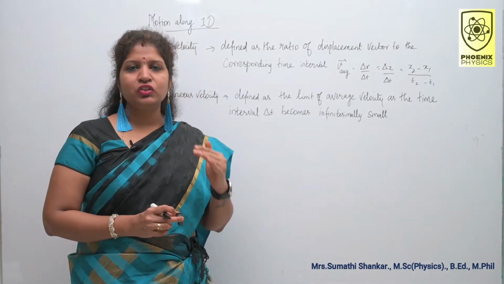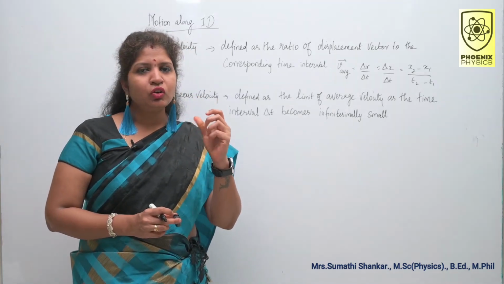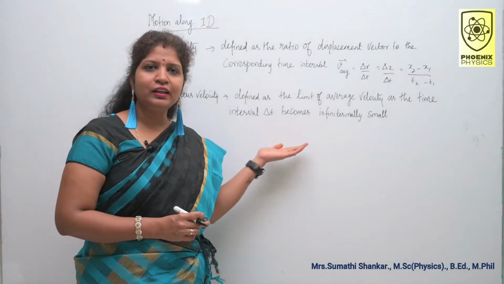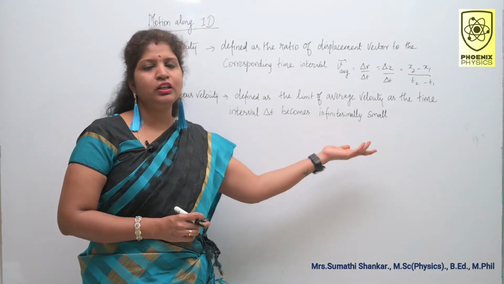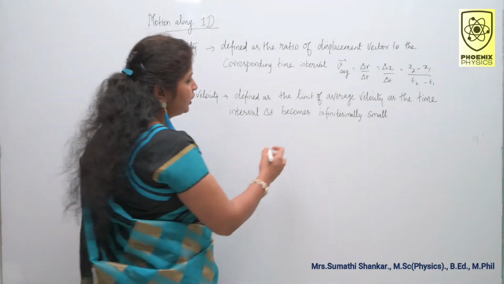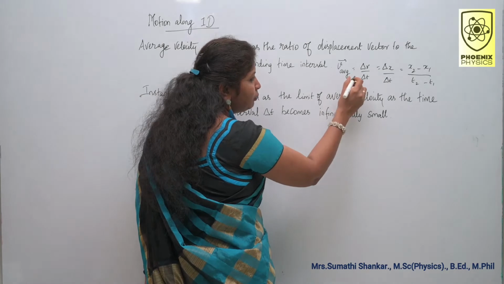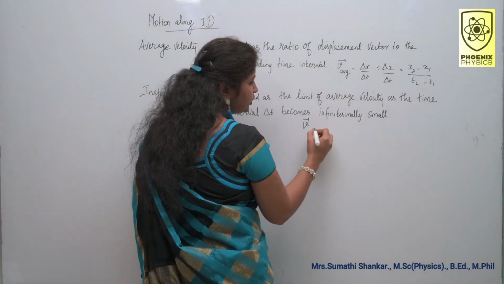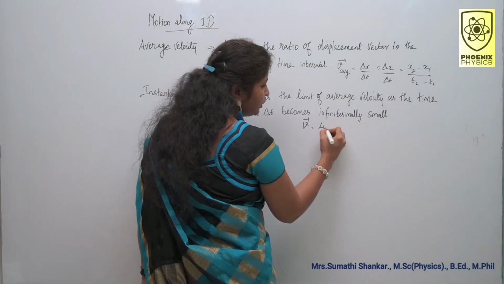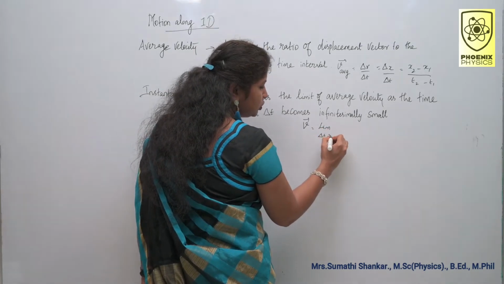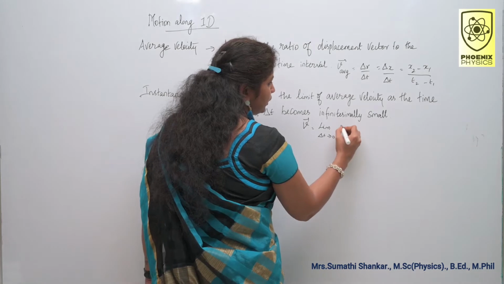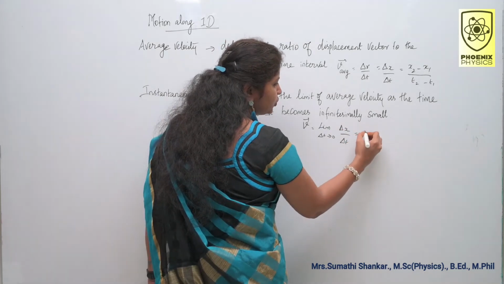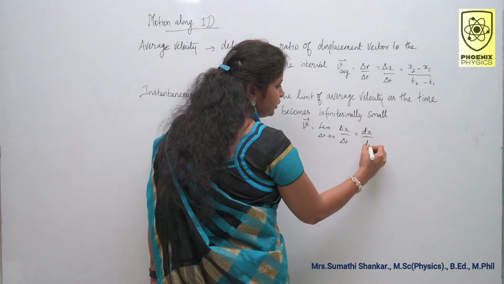Instantaneous velocity is defined as the limit of average velocity as the time interval delta t becomes infinitesimally small. That is, just apply the limit to this average velocity. So, instantaneous velocity V is equal to limit delta t tends to 0 of delta x by delta t. It can be written as dx by dt.